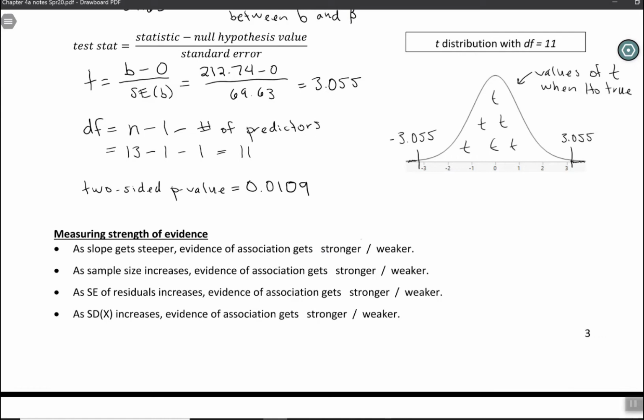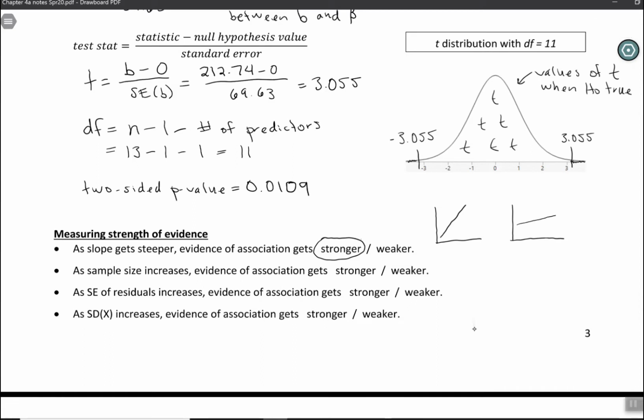Right, so let's go ahead and go over these. So we'll start with the slope. What happens is, as the slope gets steeper, the evidence of the association gets stronger. We can think about this intuitively: if we have a steep relationship between x and y, that means that a change in x has a big effect on y. That's going to be stronger evidence than a line that's pretty flat, pretty close to zero.